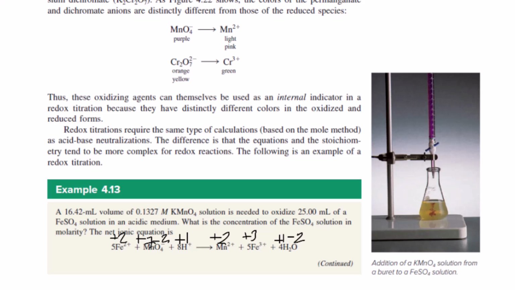Okay, and then from there, just take the information that's given to you regarding the concentration and volume of the standard solution and the volume of the unknown solution, and use that information with the balanced net ionic equation that's given to you to determine the concentration of the unknown solution.